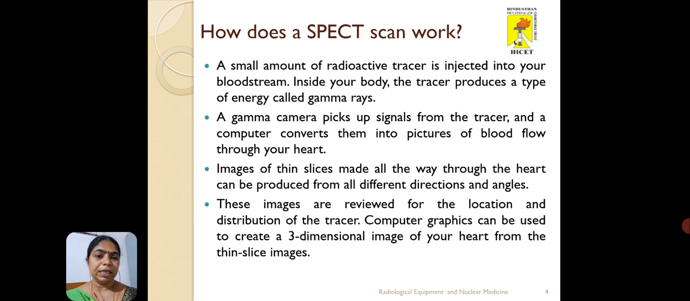For example, if you are injecting a radioactive tracer in order to take images of the heart, a gamma camera picks up the signal from the tracer and the computer converts them into pictures of the blood flow through the heart. Images of thin slices made all the way through the heart can be produced from all different directions and angles. These images are reviewed for the location and distribution of the tracers, and computer graphics can be used to create a three-dimensional image of the heart from the thin slices.